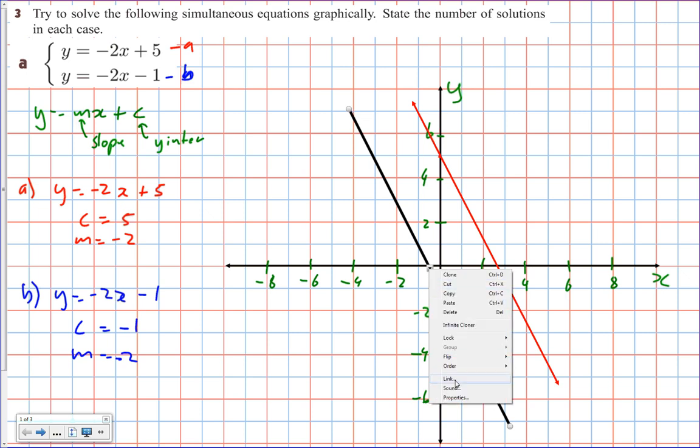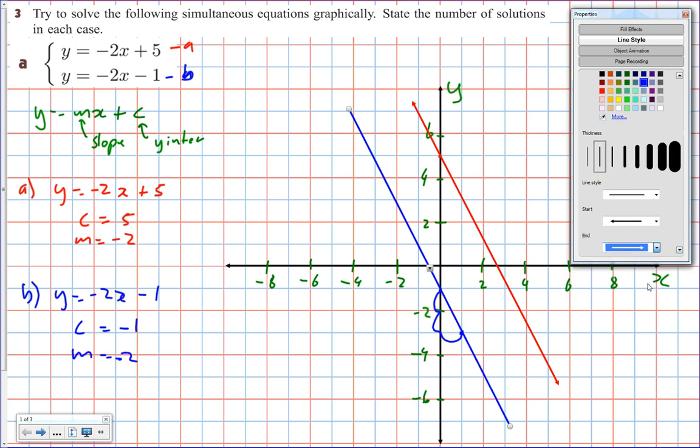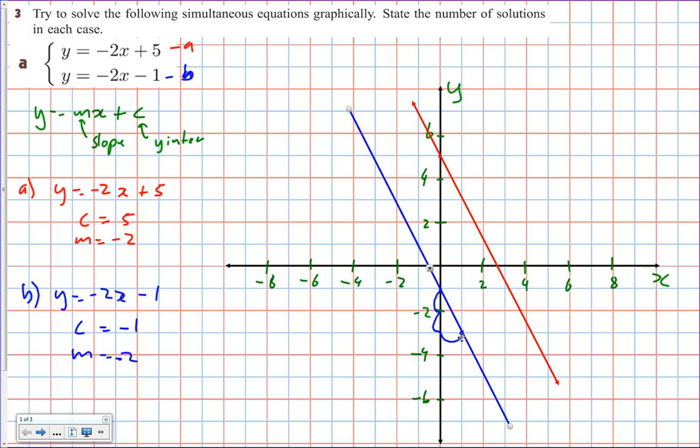And we do my properties. Make it blue, thinner, arrows at both ends. Remove my slope marks. And as we can see there, this one here is going to have no solution because the two lines are parallel.